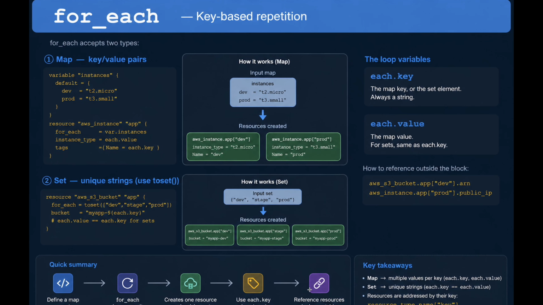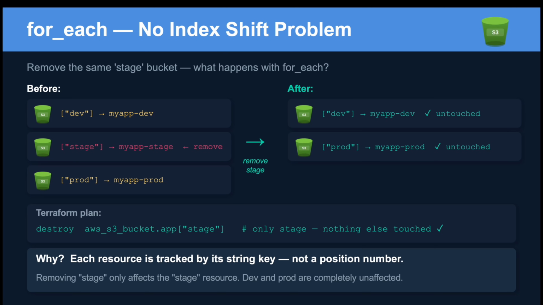So let's go to the next topic: for_each has no index shift. Let's replay the same scenario, removing stage, but this time with for_each. Before, three buckets keyed by dev, stage and prod. We remove stage from the map or set. After, two buckets: dev is untouched, prod is untouched, and you have removed the stage one.